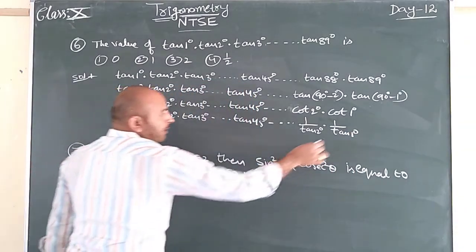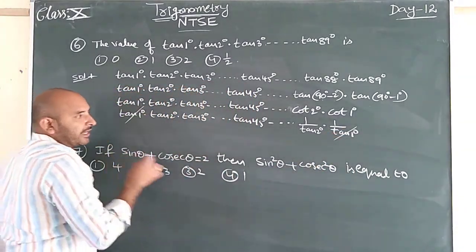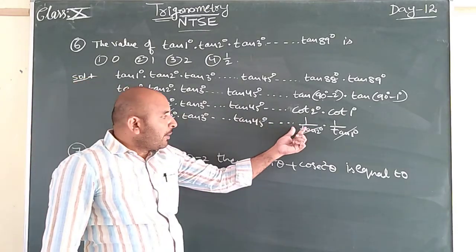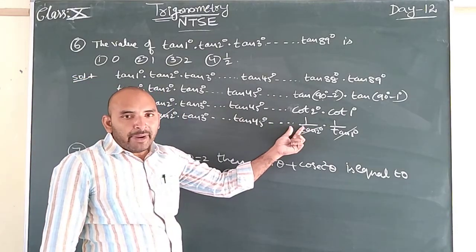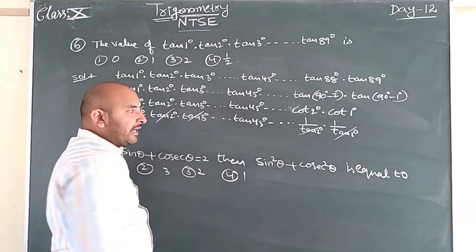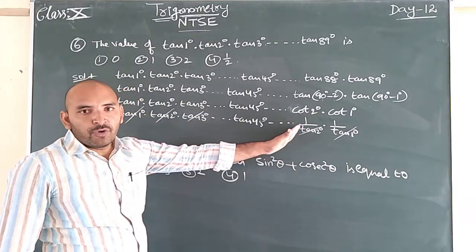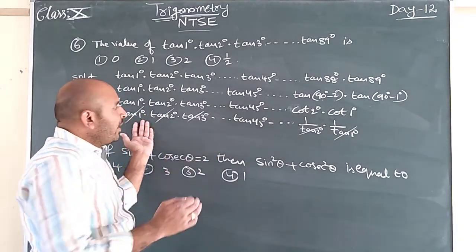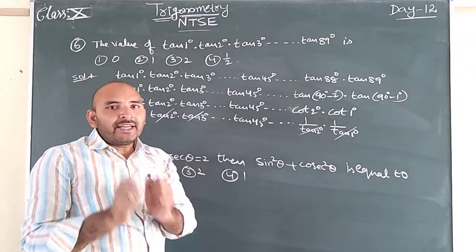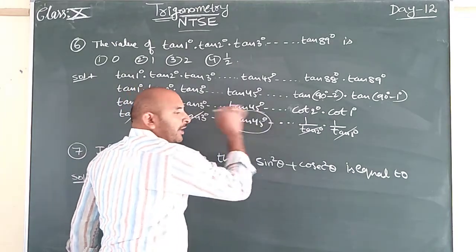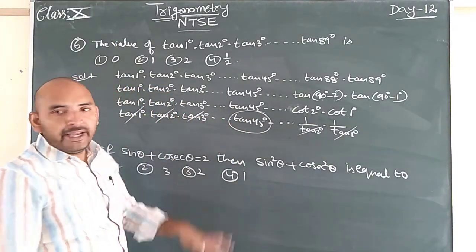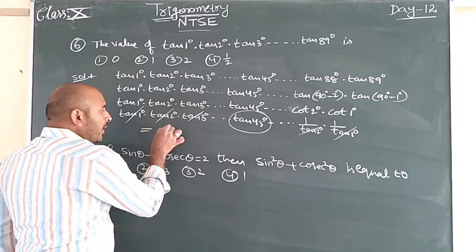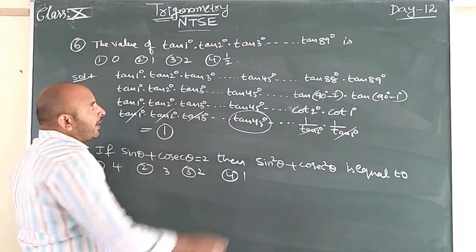So now tan 1 degree and 1 by tan 1 degree cancel, tan 2 degree and 1 by tan 2 degree cancel. Next, the preceding term 1 by tan 3 degree cancels with tan 3 degree, 1 by tan 4 degree with tan 4 degree. When you cancel the left side values and right side values, only one term is left, that is tan 45 degree. Remaining all terms will be cancelled. Tan 45 degree value is always 1.